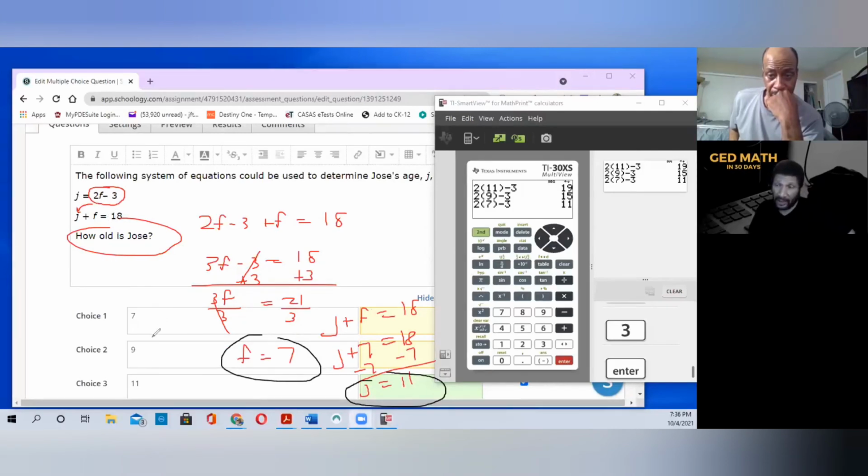Because these are your ages for Jose, you know both their ages are going to be 18. That's why I made that chart. 7 and 11, 9 and 9, 11 and 7. Then you make sure that when you substitute those values into both equations, they hold up and they're true. That's all you have to do.